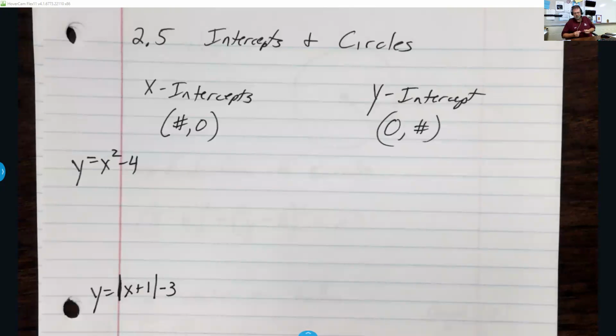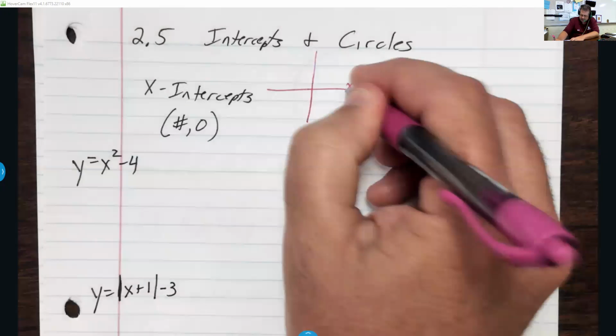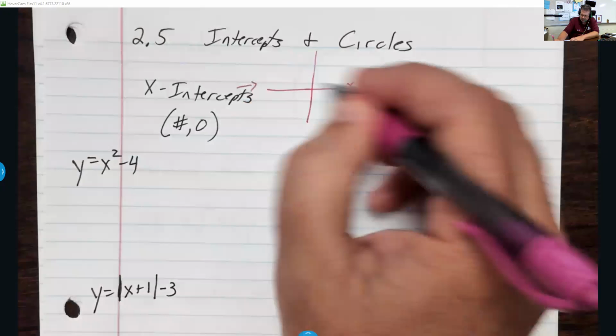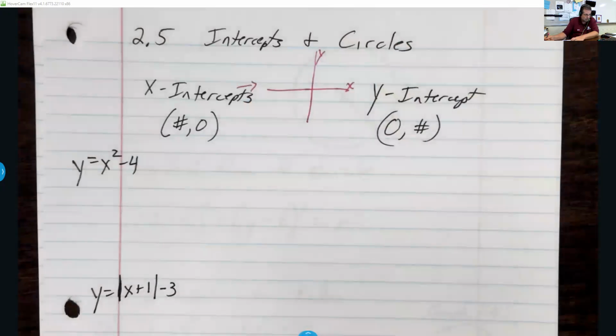There are two types of intercepts, x-intercepts and y-intercepts. We already talked about them, right? If it crosses the x-axis, that is an x-intercept. If it crosses the y-axis, that is a y-intercept. Now, you can find multiple ones. We already talked about how to find them for linear. Let's talk about some other functions.